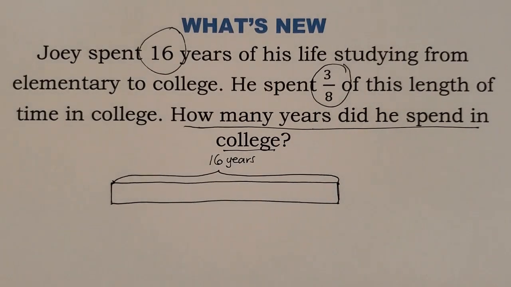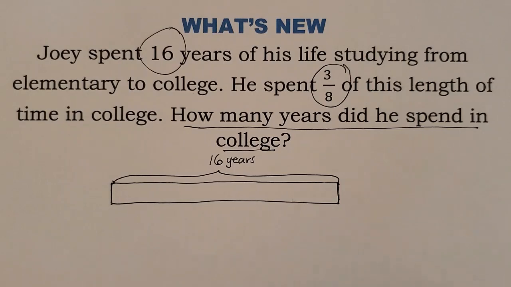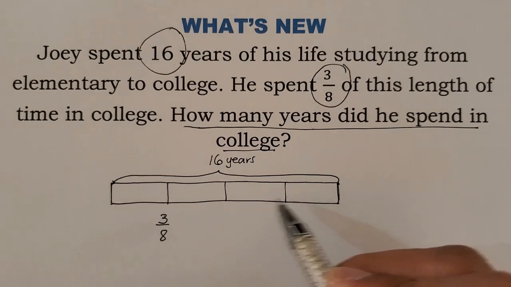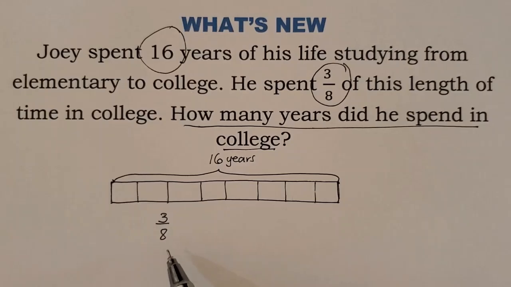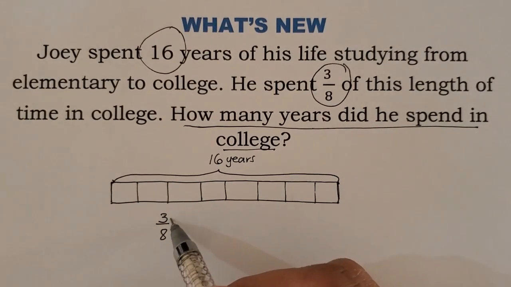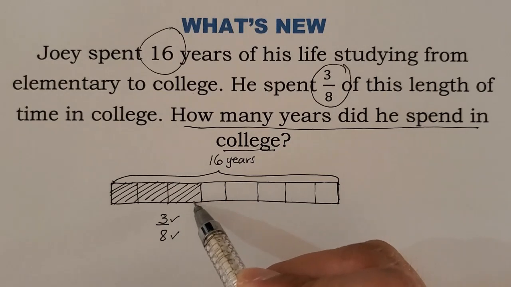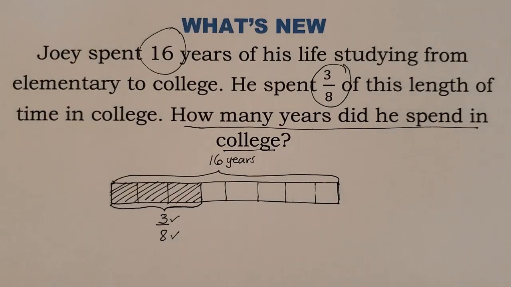The next thing that we have to do is to show 3/8 of it, because only 3/8 of that length was spent in college. So in order for us to show 3/8, of course, we have to divide first the entire region into 8 equal portions. After you already divided the whole region into 8 equal parts, the next thing that you have to do is to shade 3 parts. These 3 parts would show us 3/8 or 3 parts out of 8 equal parts. Okay? And this 3/8 is the time spent in college.